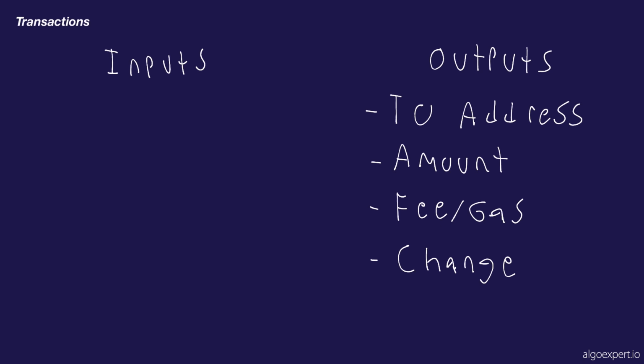So when we're trying to make a transaction, we know what we need for the transaction. And most of it's on the output side, right? The to address, the amount, the fee, and the change. We also need a signature. However, what we need to do is we need to prove that we have enough balance in our account to be able to actually send this transaction. Now, the way that we do that is we provide other transactions as inputs to this transaction.